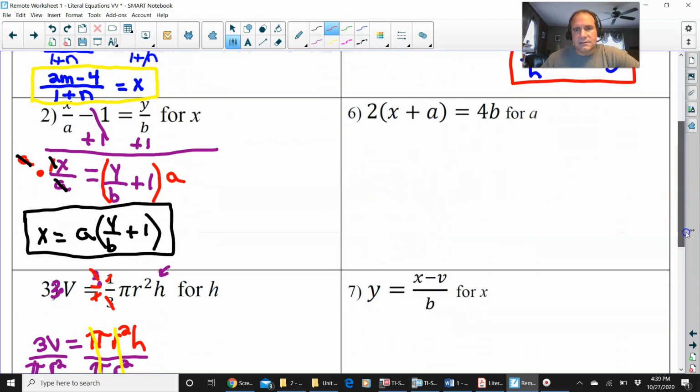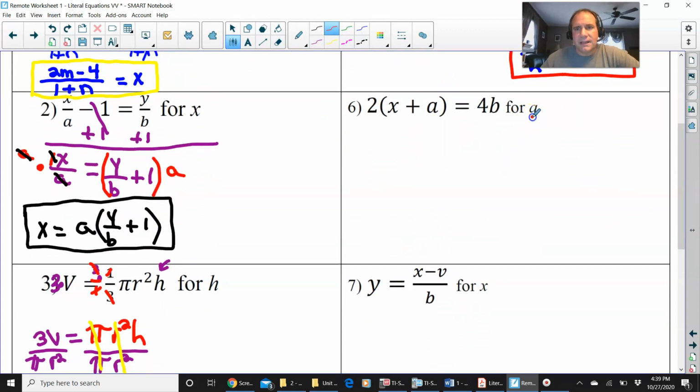Number 6. Here we go. We want to solve for a. The a is in there. Okay. So, what do we do?